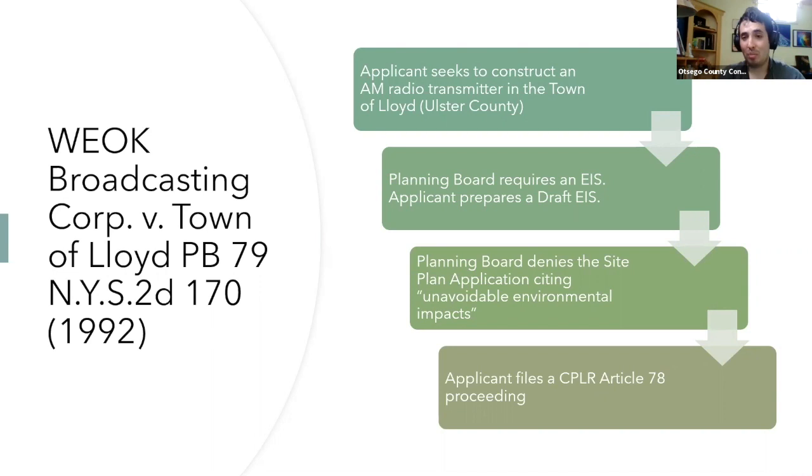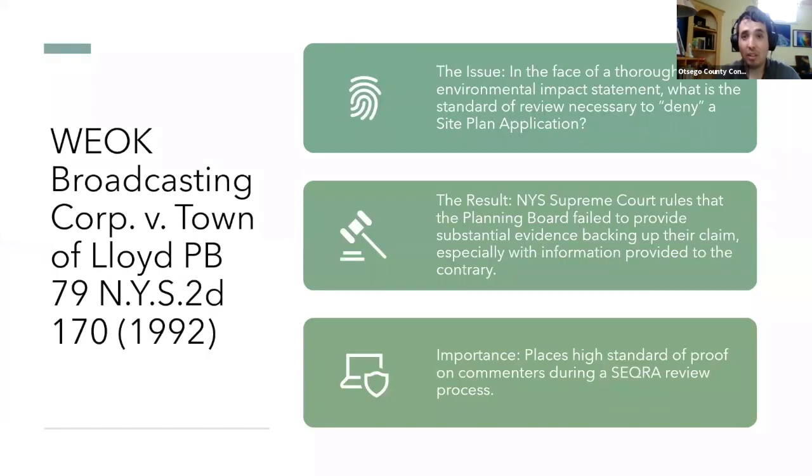And the planning board ultimately decides to deny the site plan application, citing the unavoidable environmental impacts associated with the visual impacts that the tower would have on the surrounding area. They brought up the Franklin D. Roosevelt estate as a prime example. And so the applicant felt aggrieved that the planning board unfairly denied their site plan application. So they brought an Article 78 proceeding.